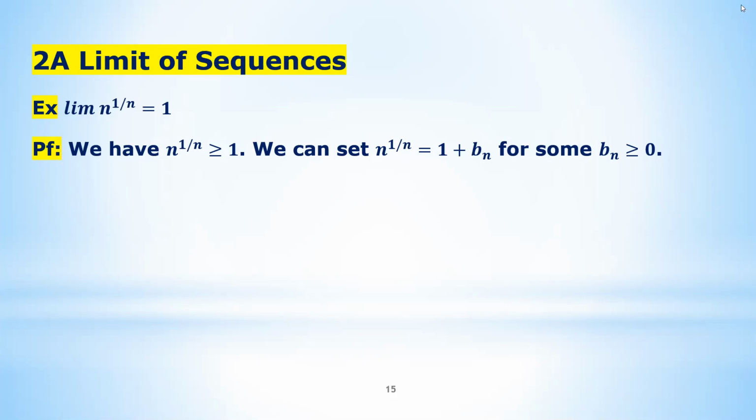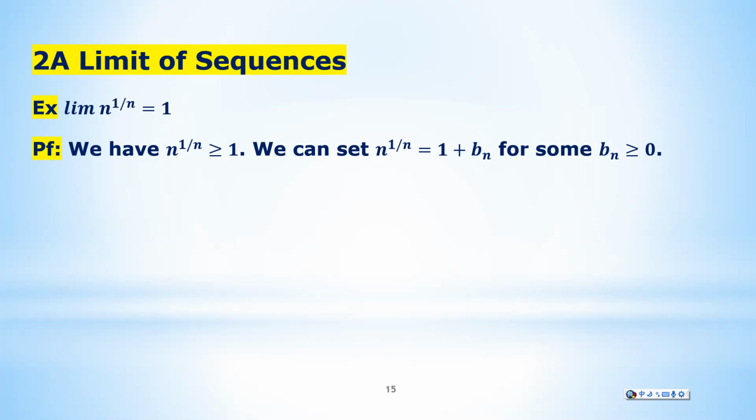Okay, so let's continue here. In this case, you can see n to the 1 over n power is always greater than or equal to 1. So as in the previous case, you can set n to the 1 over n equal to 1 plus b n with some b n greater than 0, in exactly the same way as in the previous case, where the b n's were defined. Now we're going to show that b n goes to 0.